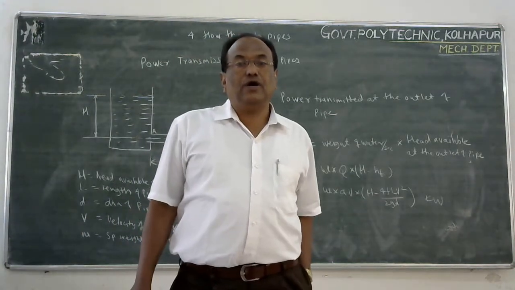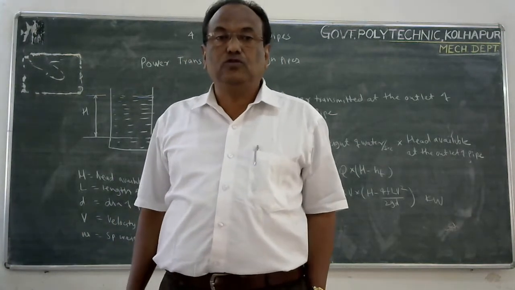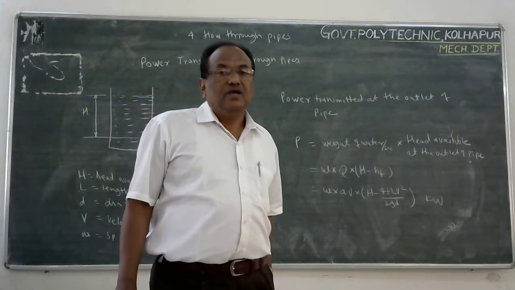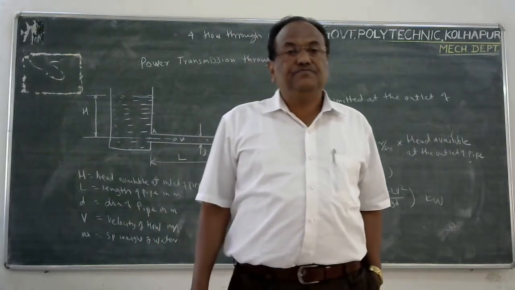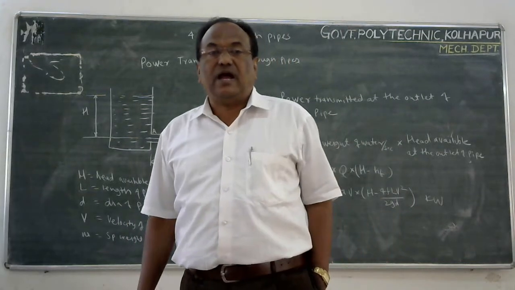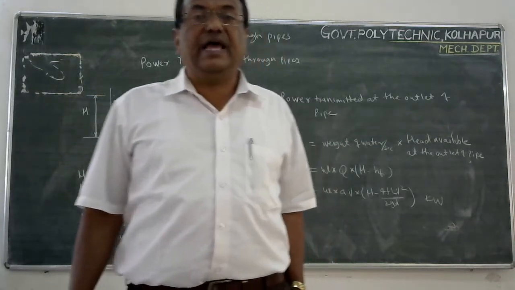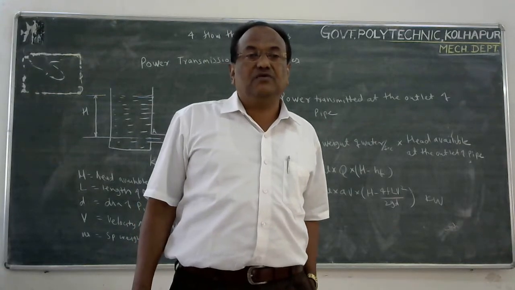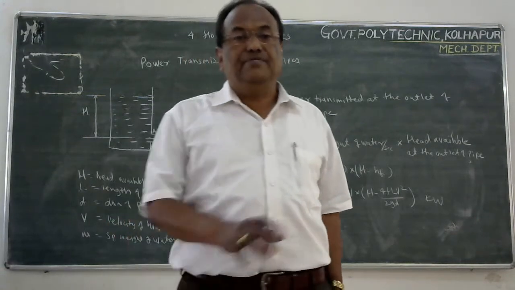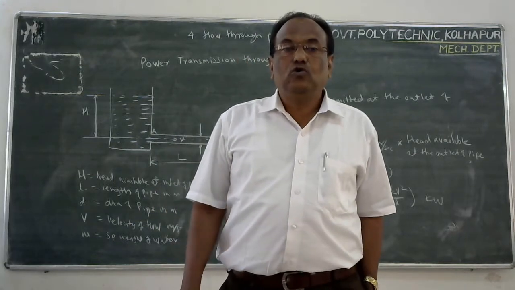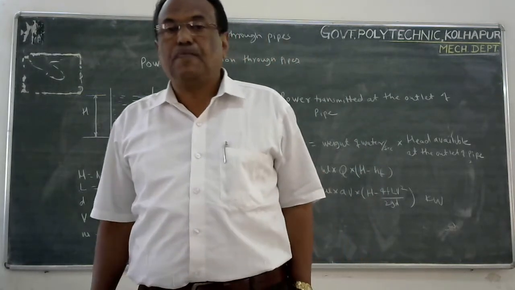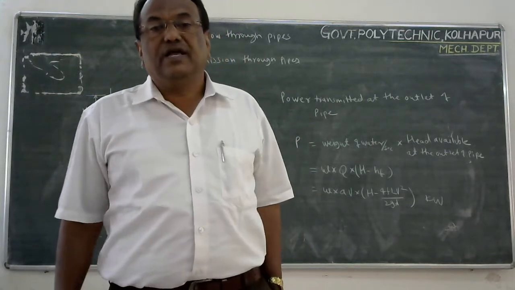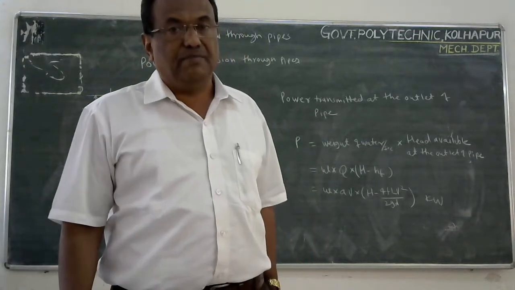Friends, today we are going to see power transmission through pipes. We know that in case of hydraulic turbines, we store water at high level by constructing a dam in a reservoir. And we bring this water which is stored at high level through a pipe which is called as penstock towards the turbine. We are interested in finding out how much power is available at the entry of turbine, isn't it?